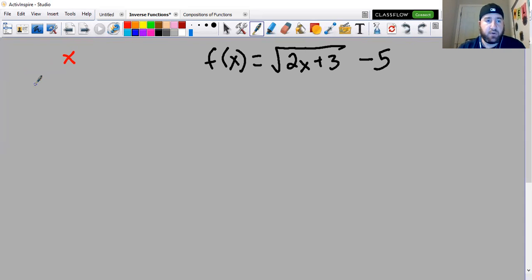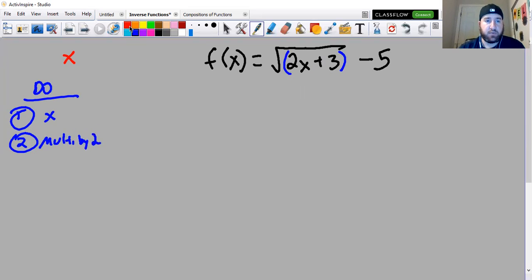All right, we're going to do and undo. Again, we're going to start with x. Step 2, again treating this like it's in parentheses, I've got multiplying and adding. So I'm going to multiply by 2, then add 3. All right, so I did what's in the invisible parentheses. Now outside of that, I have a square root, which is like an exponent, and minus 5.